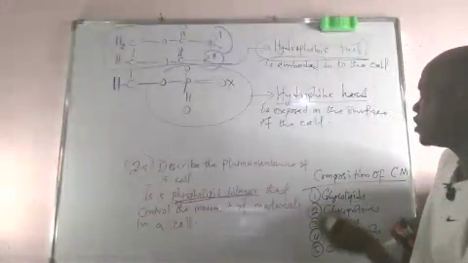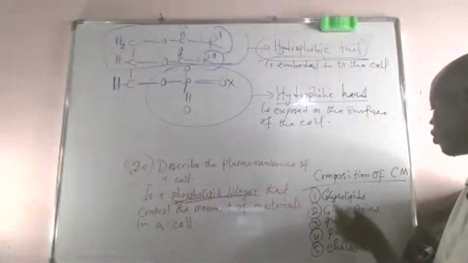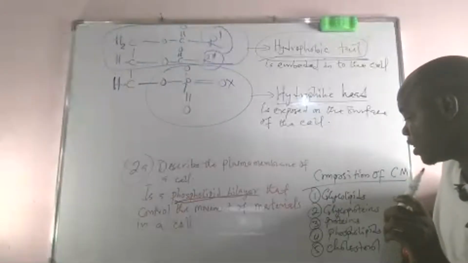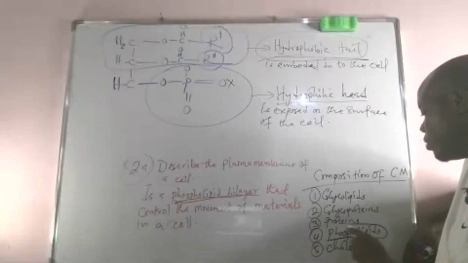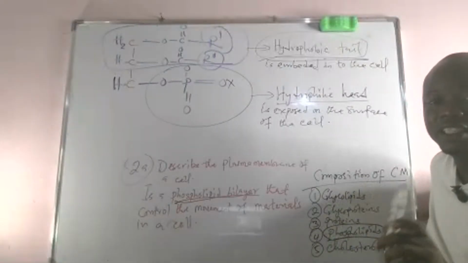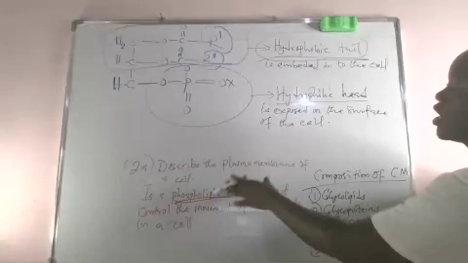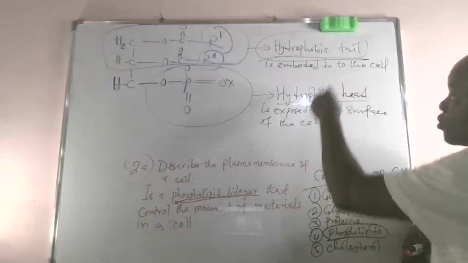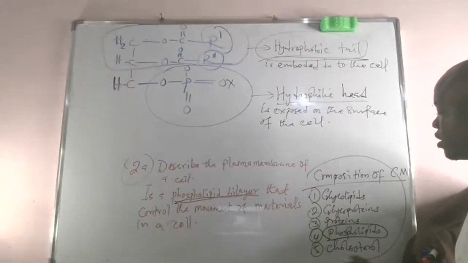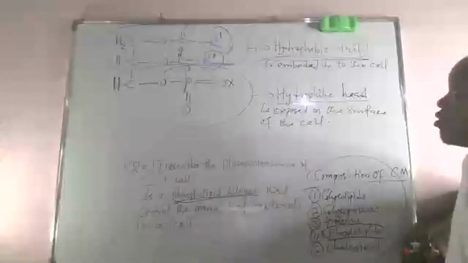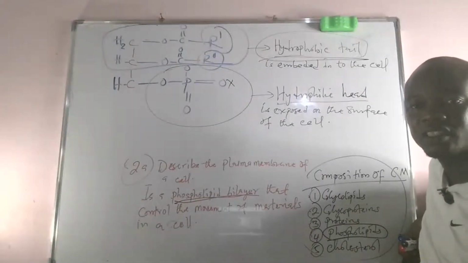So now what I'm saying, ladies and gentlemen, these are the composition of the cell membrane, and the one that is most abundant in the cell membrane is phospholipids. So what I want you to understand, each of these components of the cell membrane has its own function. But I think if you can describe this from here to here, you are going to get your complete 5 marks.